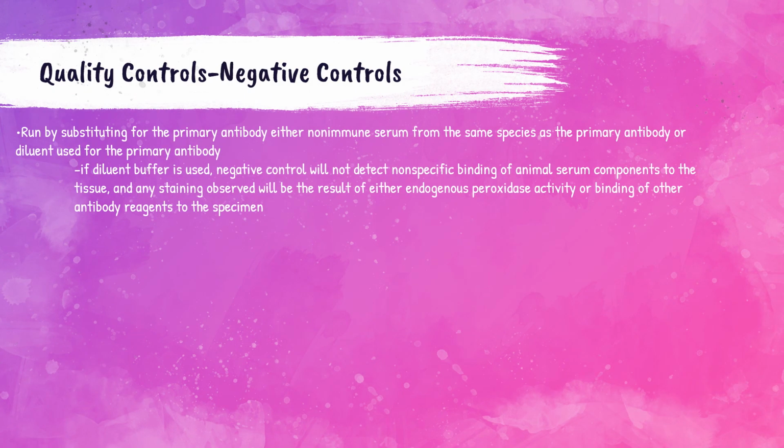Negative controls are run by substituting the primary antibody with either non-immune serum from the same species or with the diluent used for the primary antibody. If the diluent is used, the negative control won't detect nonspecific binding of animal serum, and any staining observed is the result of either endogenous peroxidase activity or the binding of other antibody reagents to the specimen. So when I say endogenous peroxidase activity, I mean the normal natural activity of peroxidase in the tissue.